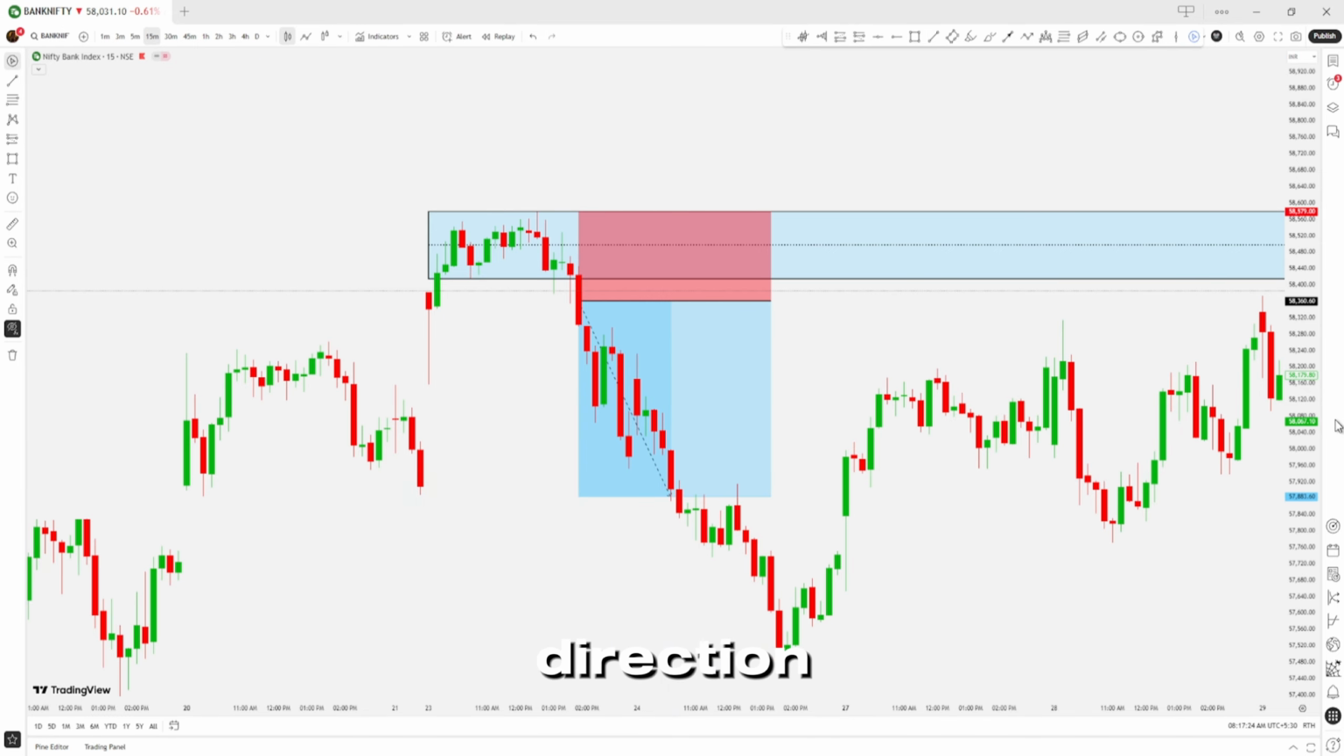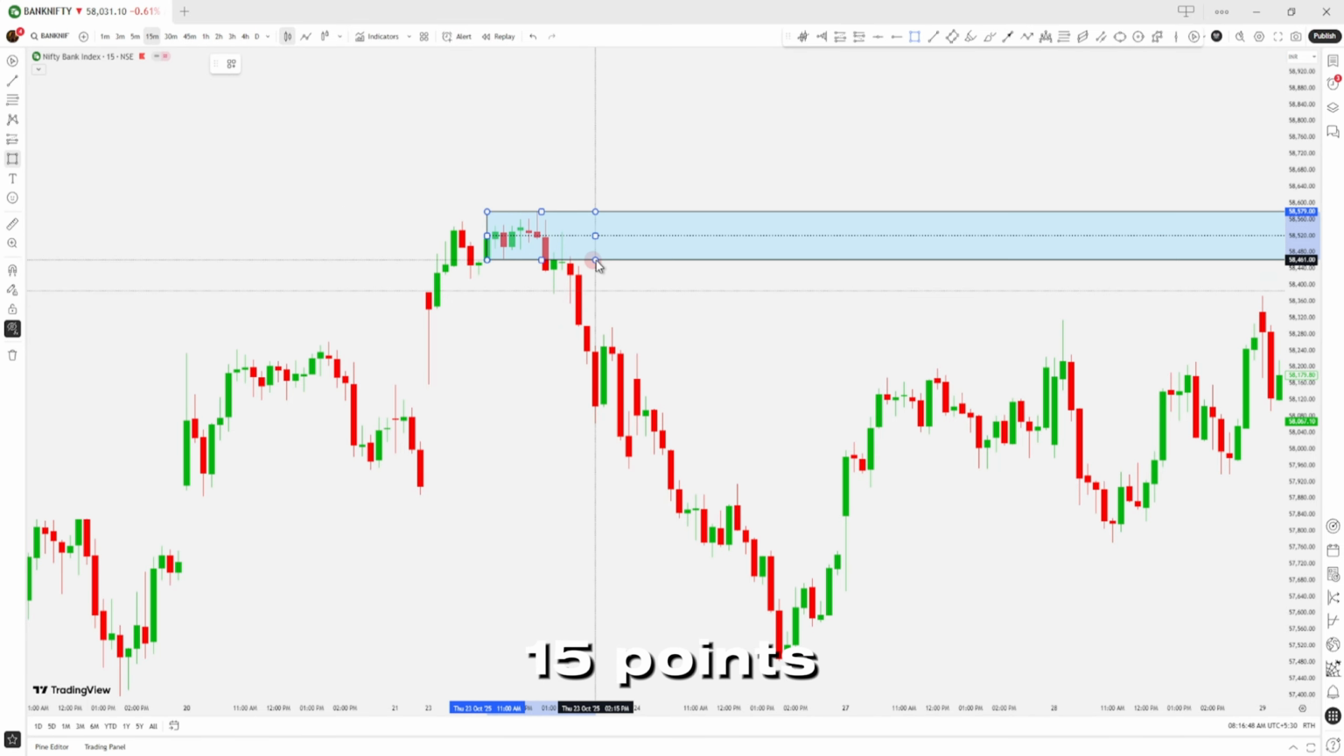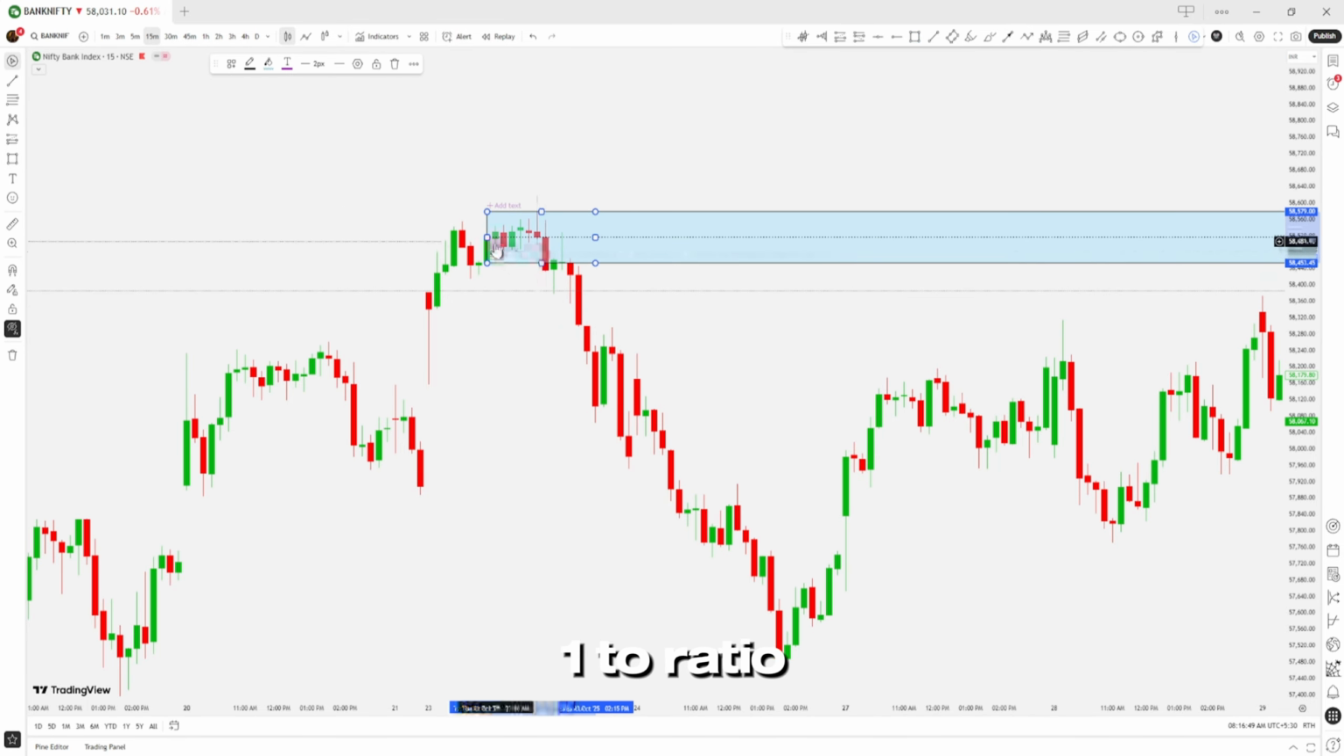Enter in the break direction on that close, long above for an up break. Stop inside the range at the other edge, 15 points. Target the box height added to the break, a 1:2 ratio. Trail if it keeps going.